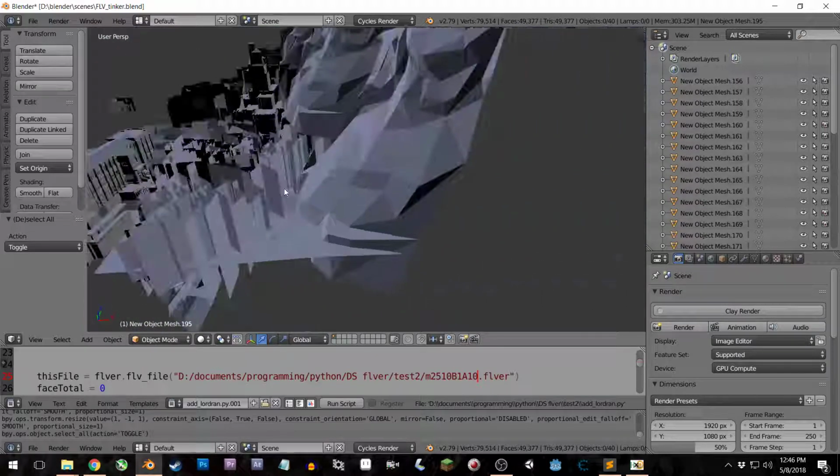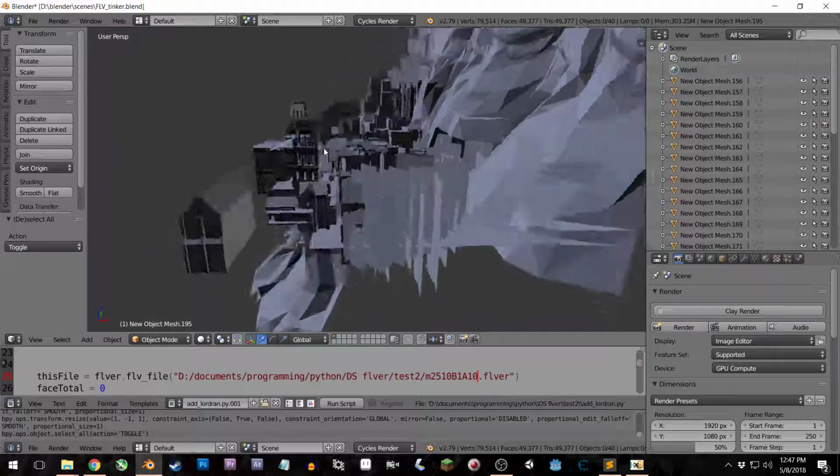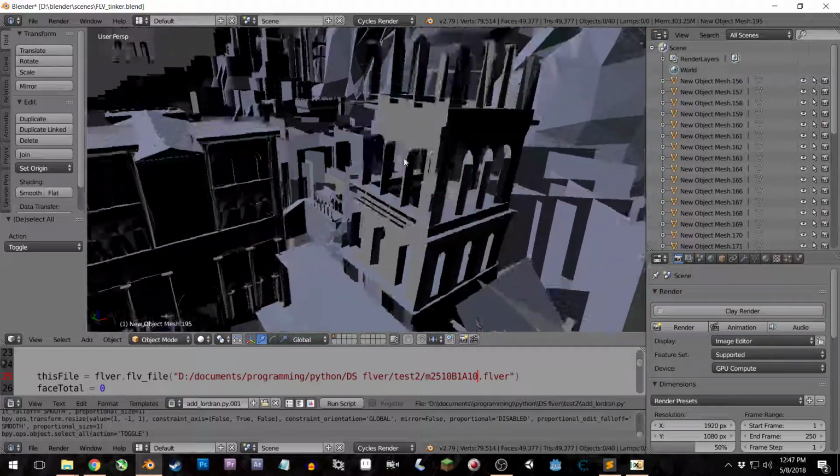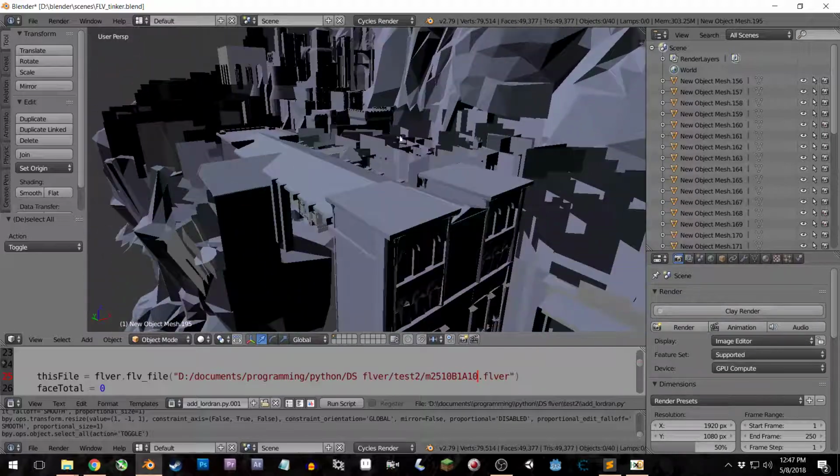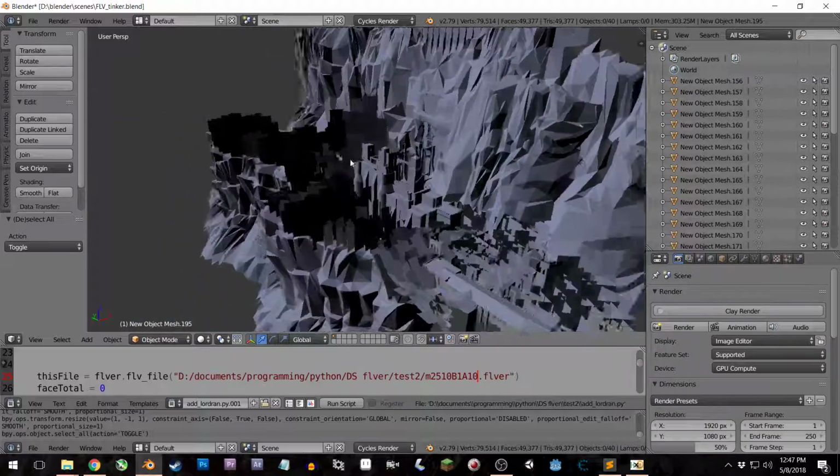So hopefully in the next two or three weeks, I have some time off between classes. I'll be able to get some of these future goals out of the way for this project, because I'd really like to get the textures loaded up. That would be pretty cool to see.